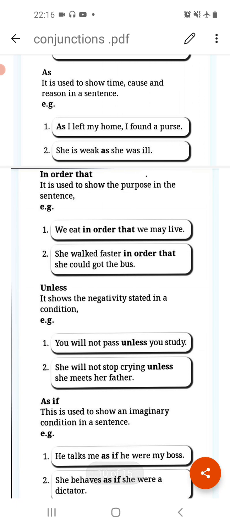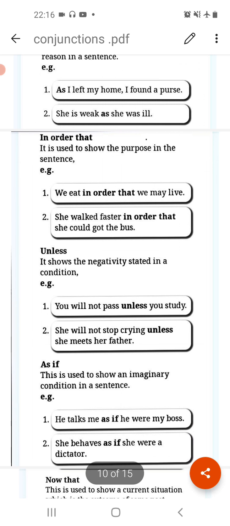Next is as. It is used to show time, cause and reason in a sentence. So whenever you are showing time, any cause or any reason, then you can use as. Like, as I left my home, I found a purse. She is weak as she was ill.